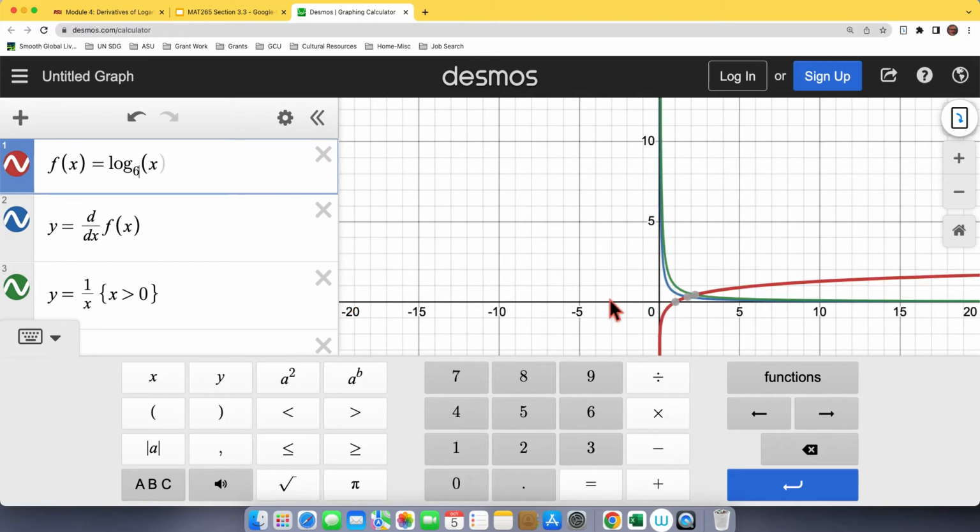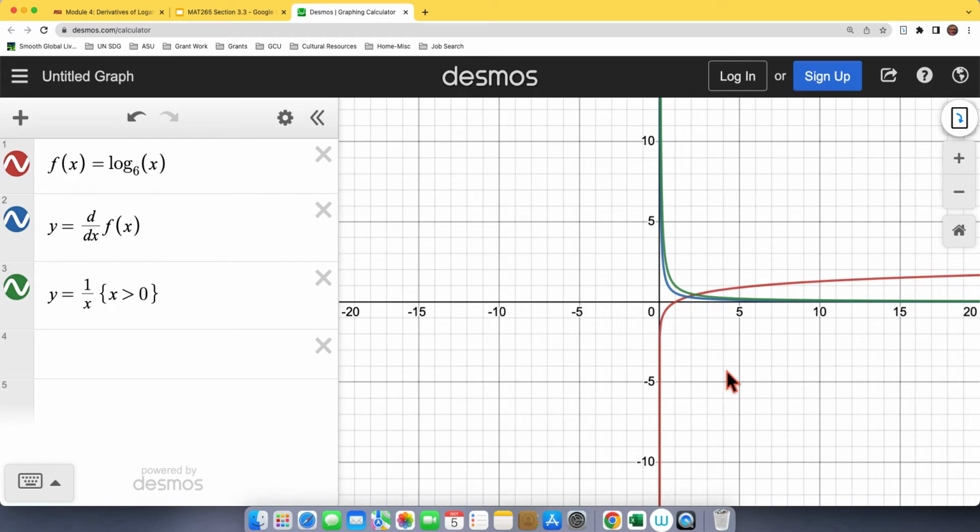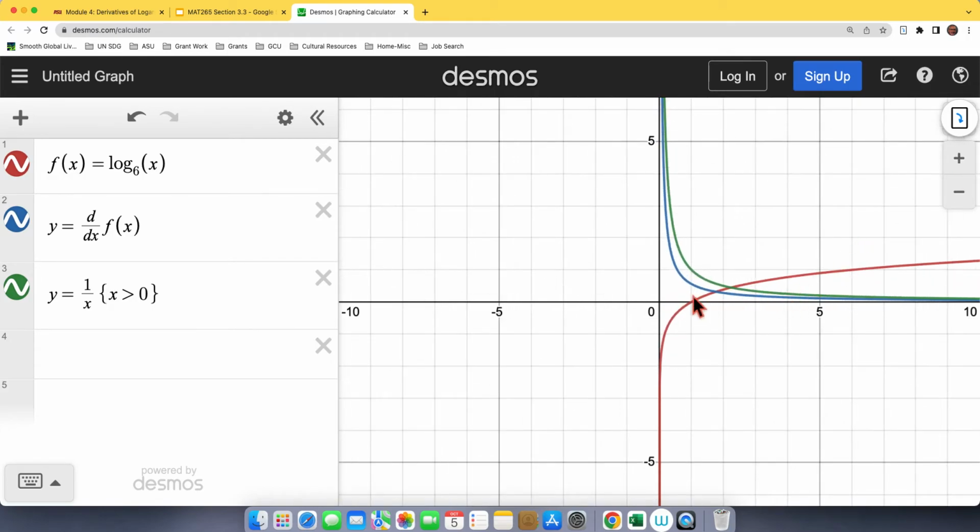Log base 6. Now, does it look like its derivative is 1 over x? Well, if we zoom in on this, we don't have to zoom too far, the blue and the green don't match anymore. Remember, the blue is the derivative. That's what we're trying to match. It doesn't match 1 over x. But it will if we make an adjustment. What do you think that adjustment might be?